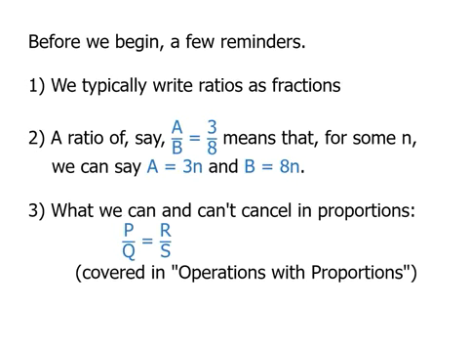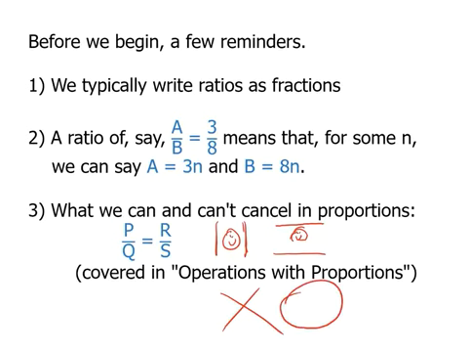And finally, there's the very tricky issue of what we can and can't cancel in proportions. In a proportion, first of all, it's totally legal to cancel up and down. It's totally legal to cancel across two numerators or cancel across two denominators. Those are perfectly fine. Put happy faces there. But cross-canceling, that is always incorrect.